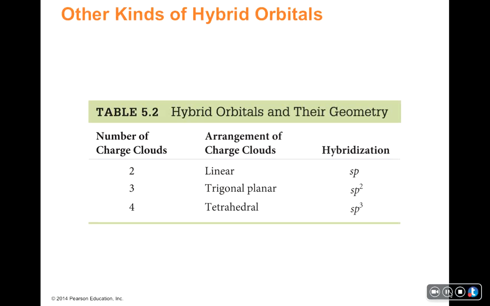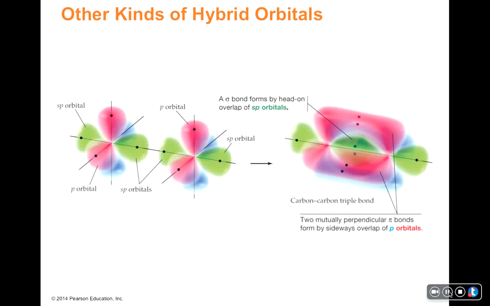In the middle, it shows you the arrangement of those charge clouds, and again, that's just based on the number of them, based on the molecular shape that we've talked about before. So 2 charge clouds, you end up with linear. 3 charge clouds is trigonal planar, and 4 charge clouds is tetrahedral.